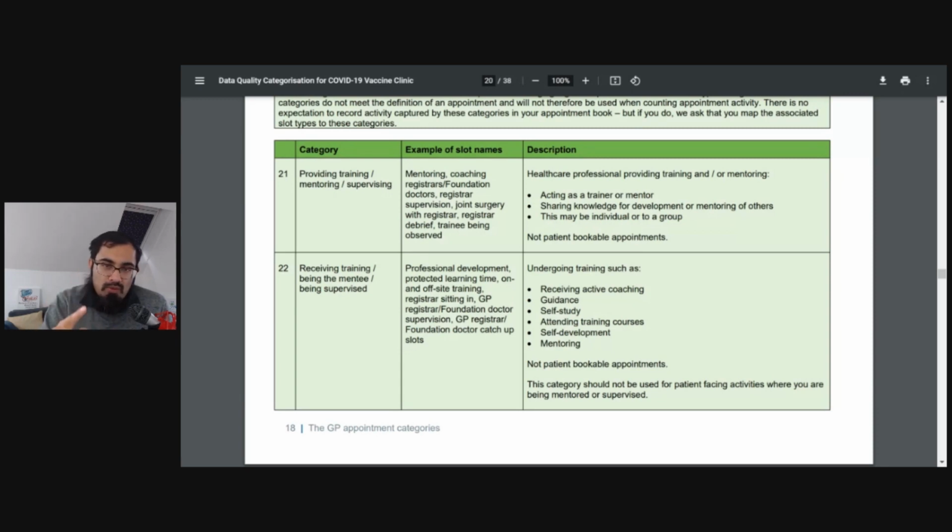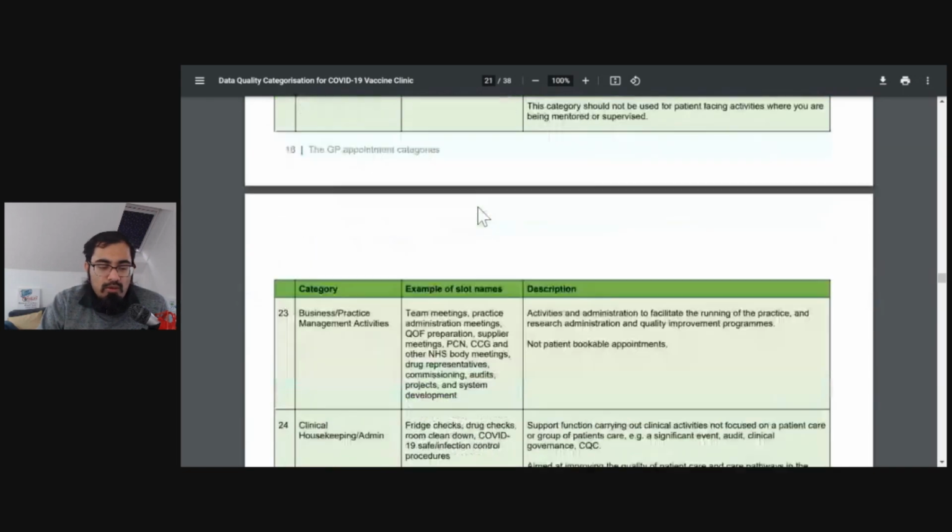So we're going to have one for the person who's delivering the training, and the second one for the person who's receiving it. And that is a change we're going to have to make in practice to capture the different appointment types, because it is slightly different. It's a minor change, but it's something to be aware of.